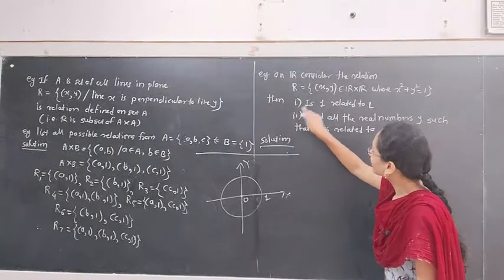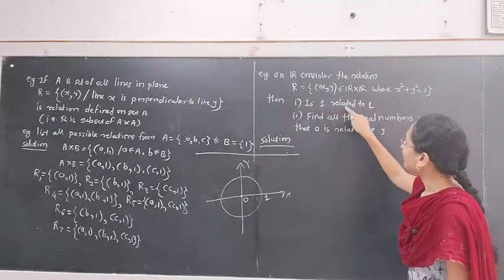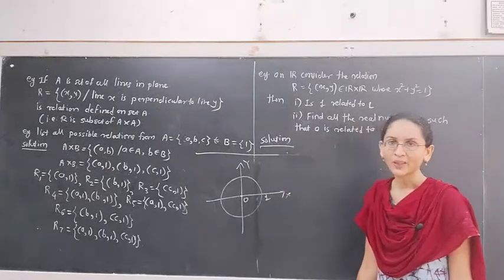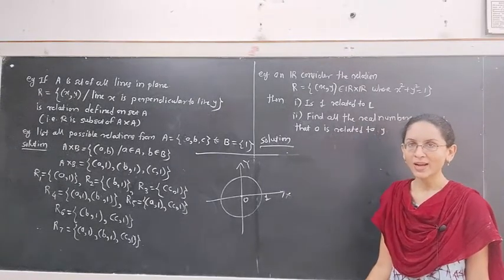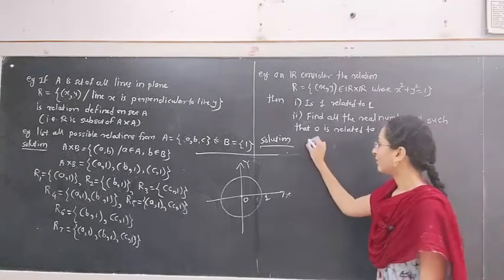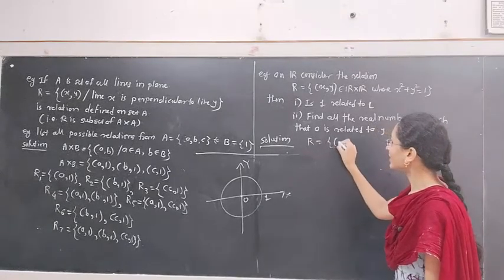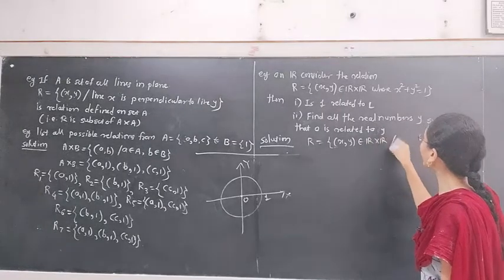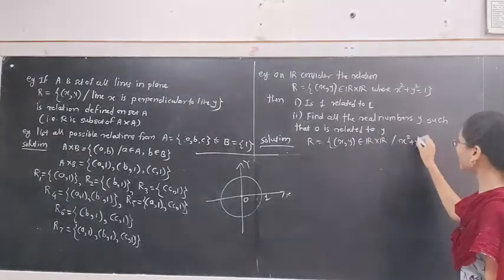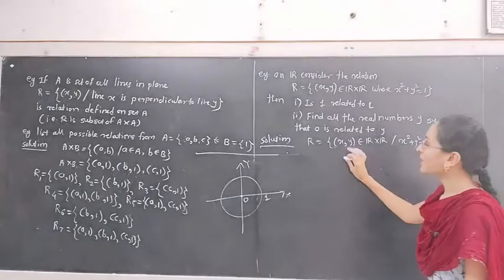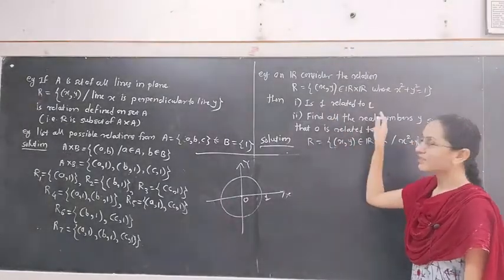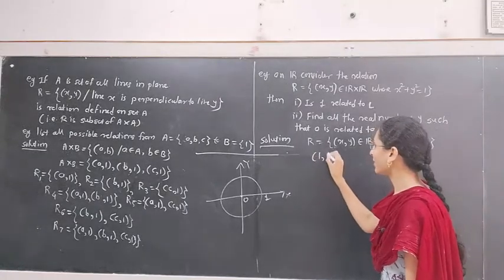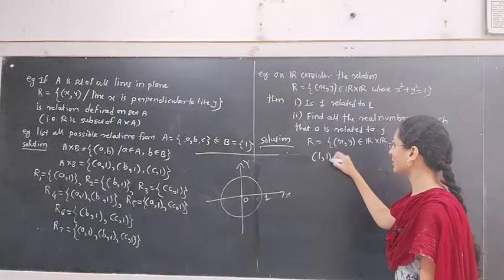In the first step, we find whether 1 is related to 1. When x is related to y, the ordered pair (x, y) belongs to the set R. We are given that R is equal to the set of all elements (x, y) belonging to R cross R, where x square plus y square is equal to 1. We want to check whether 1 is related to 1 or not. That means we will check whether the ordered pair (1, 1) belongs to R or not.